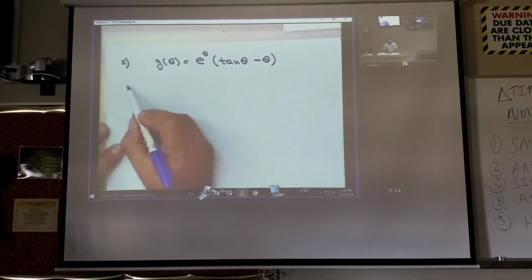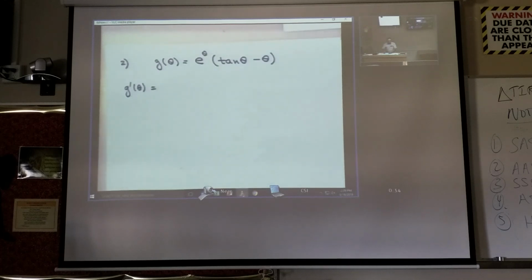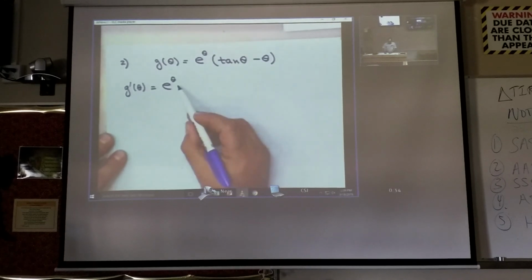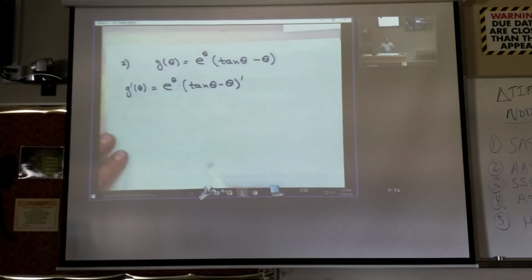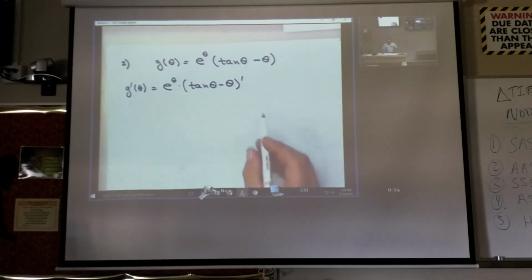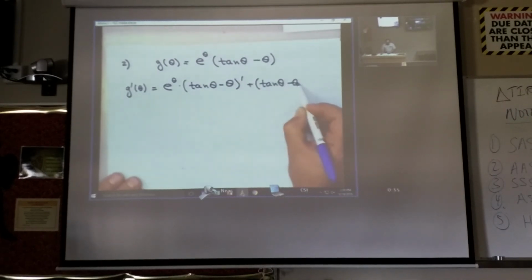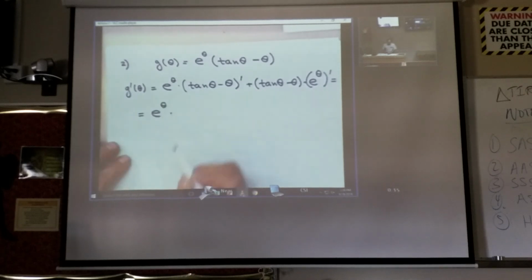So if you go to g prime of theta, I'll do this step by step, putting primes, and then quickly we'll take the derivative. So we have e to theta times the derivative of tangent theta minus theta, prime. Like I said, just going to put primes first. Plus, then we have tangent of theta minus theta times e to theta, and that will be prime, as I said. So, e to theta, and then we have to take a derivative.